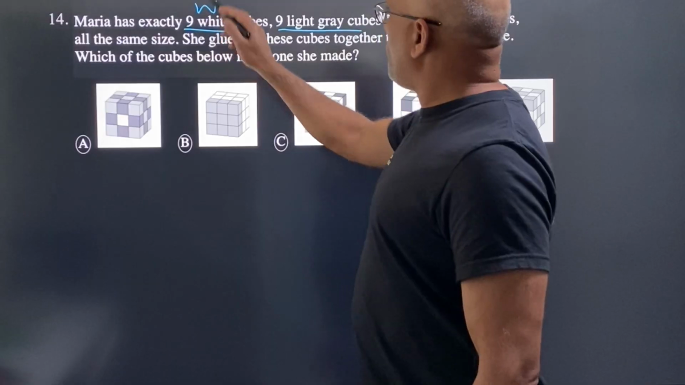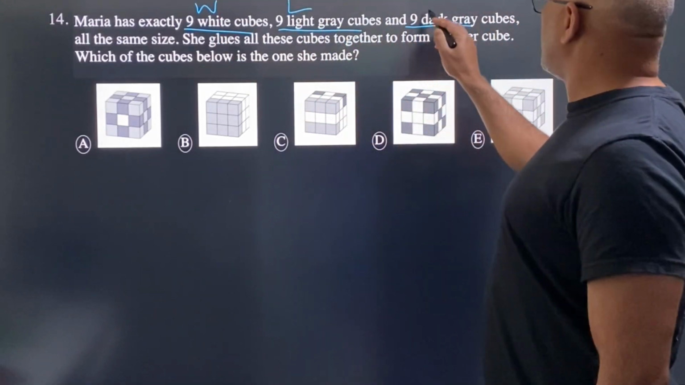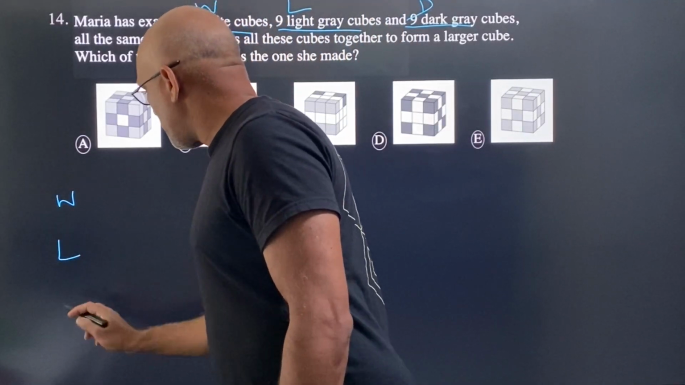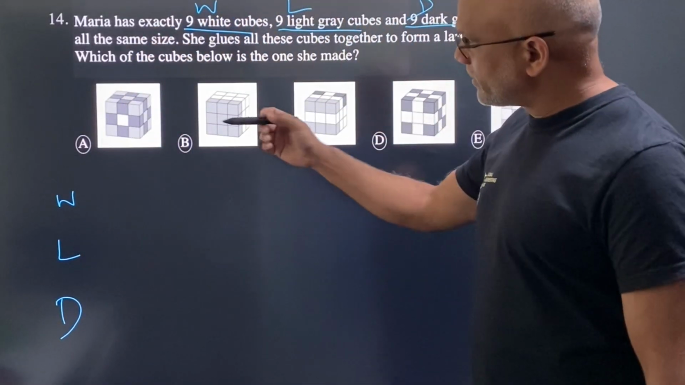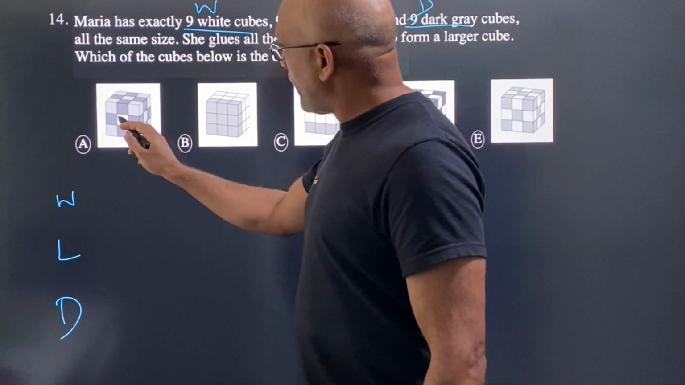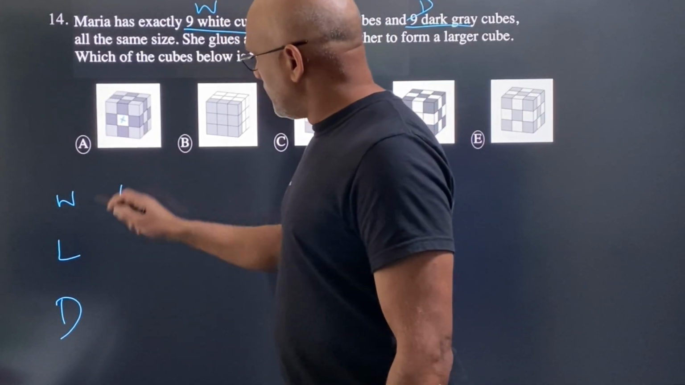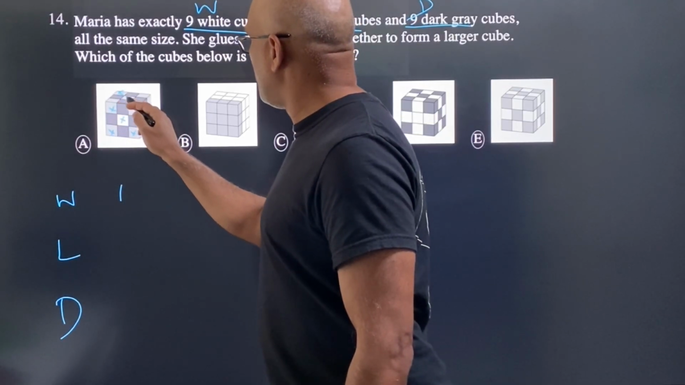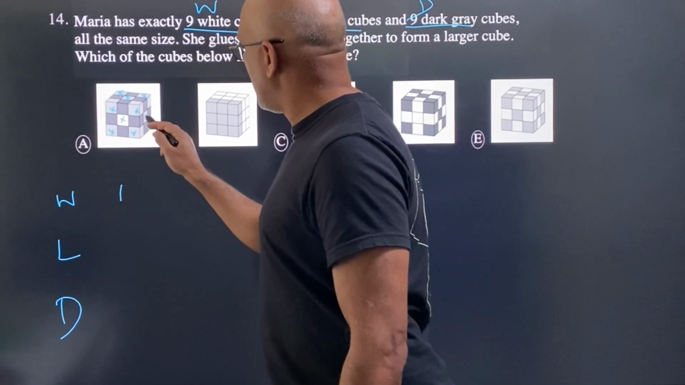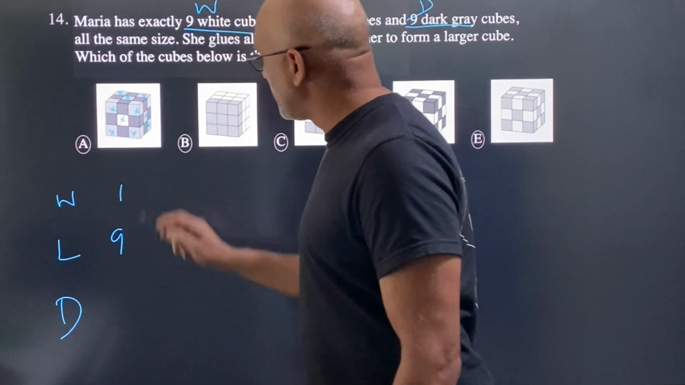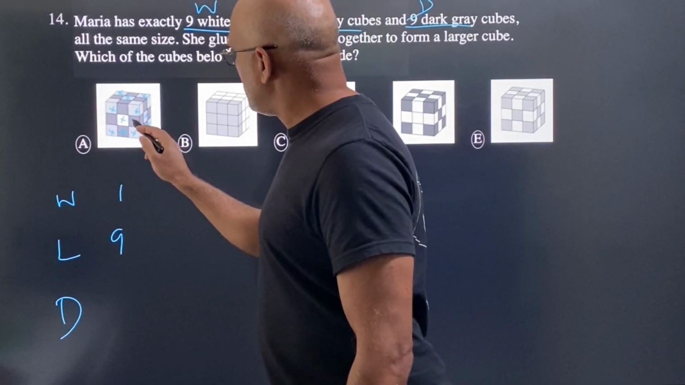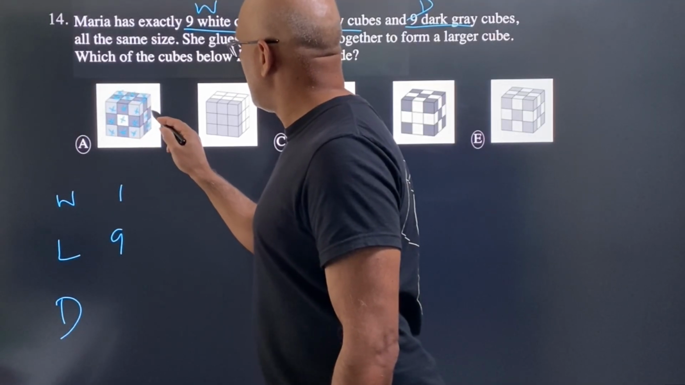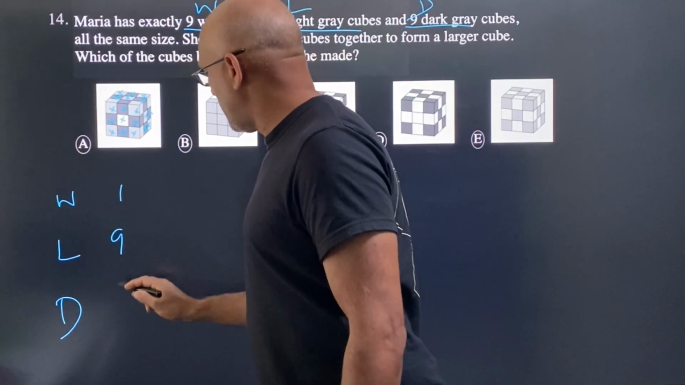Let me call white as W, light grey as L, and dark grey as D. And I count here. Let me count the white. White, I only see 1 here. So 1. Then light gray is 1, 2, 3, 4, 5, 6, 7, 8, 9. I see 9 of the light. And then dark gray is 1, 2, 3, 4, 5, 6, 7, 8, 9. I see 9 of that.